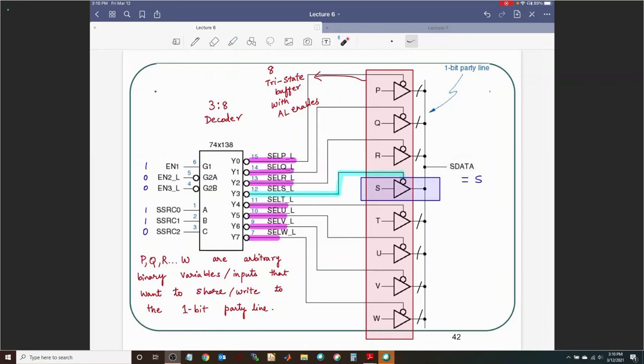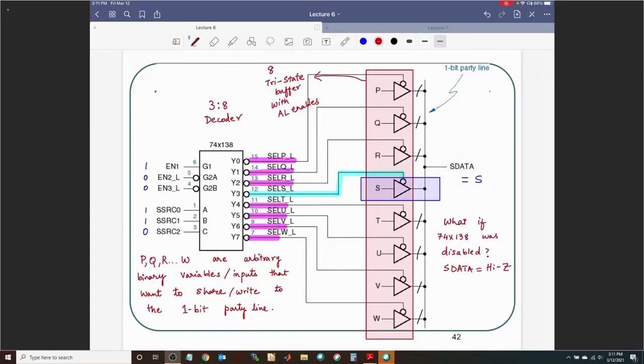Now let's see. What if this was disabled? Let us ask that. What if the 74x138 was disabled? What would be S data? No data, okay. But in terms of low, high impedance, or one of the eight input variables, it would be high Z, right? So high Z. So S data would be in the high impedance state.